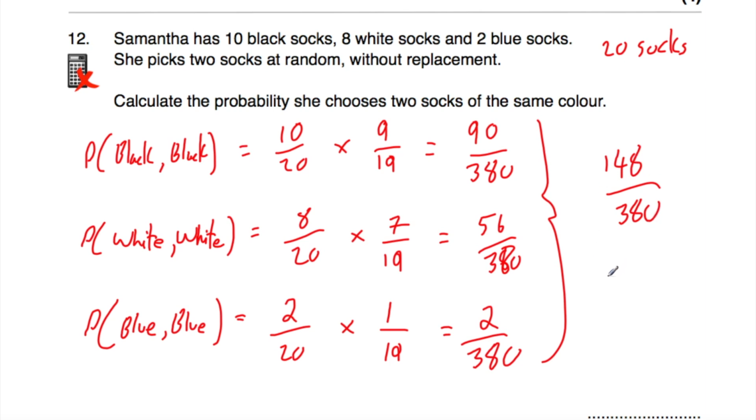And if you wanted to, you could cancel that down. You could half both of those to be 74 out of 190. That can be halved again to be 37 out of 95. And I think that's it. So you could give your answer in any of those forms. It doesn't say you have to cancel down your answer, so you could leave it as 148 380ths, or you could cancel it down to be 37 95ths. And that's it. Okay, let's look at our next question, question number 13.